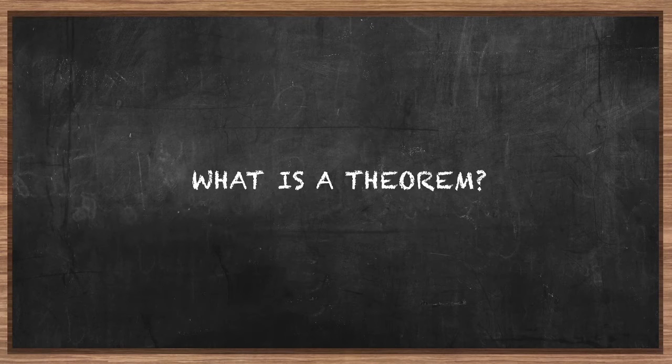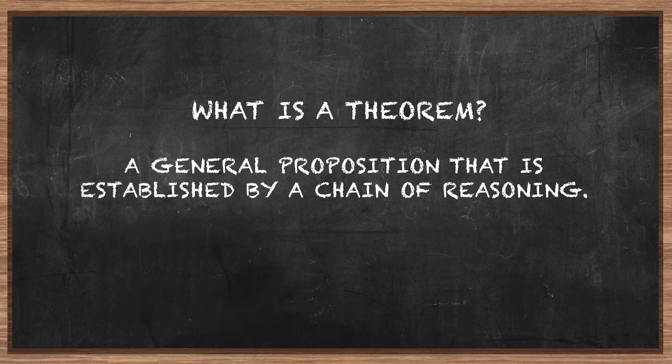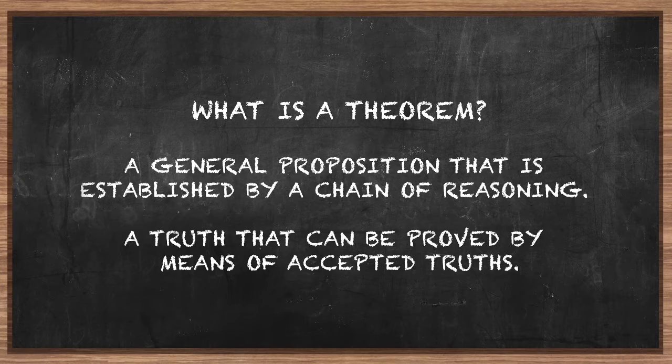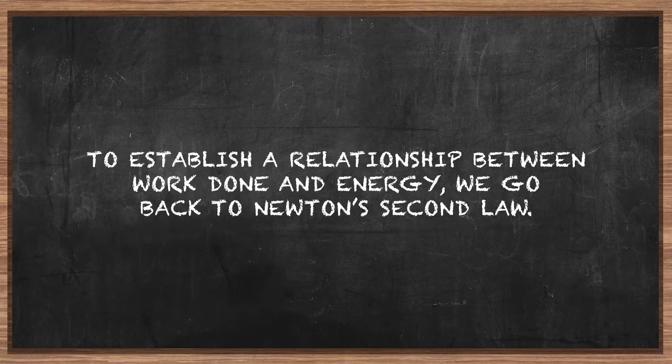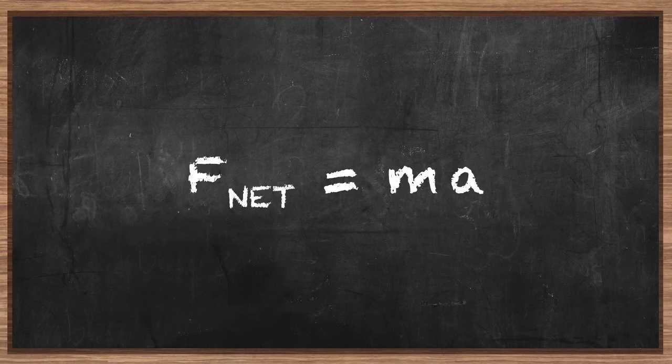You've dealt with many theorems in mathematics. What is a theorem? It's a general proposition that is established by a chain of reasoning, a truth that can be proved by means of accepted truths. To establish a relationship between work done and energy, we go back to Newton's second law. The equation which we use to apply Newton's second law is: the net force is equal to the mass of the object multiplied by its acceleration.